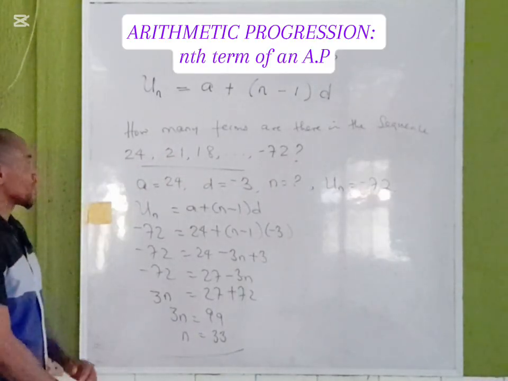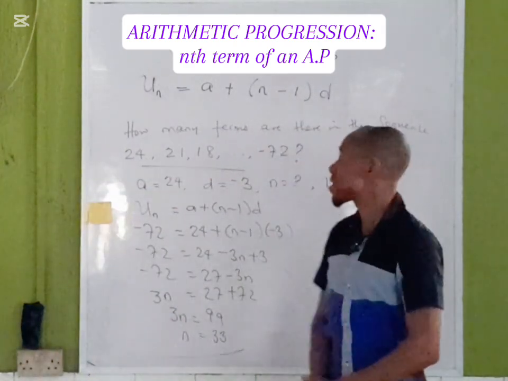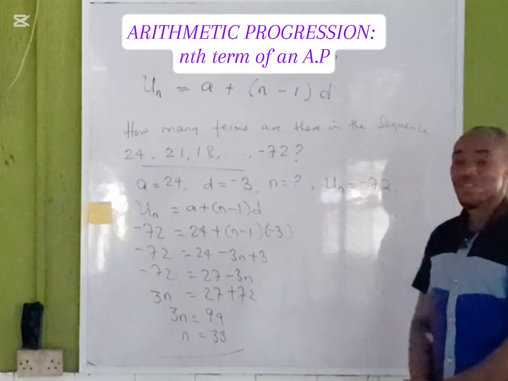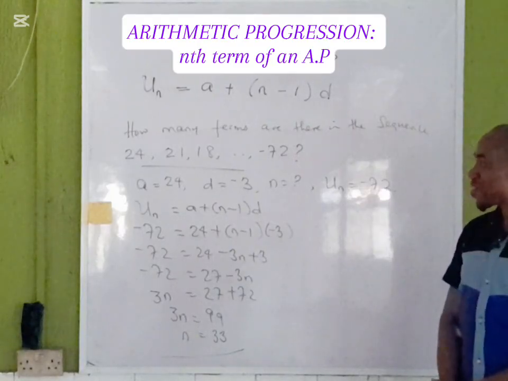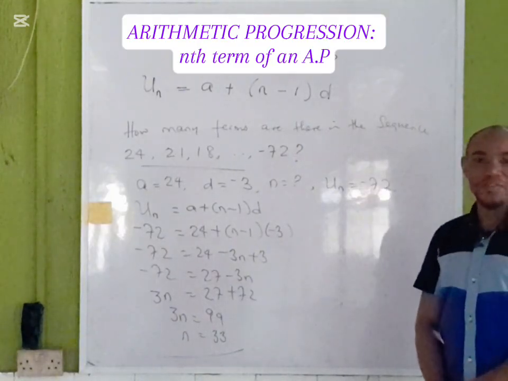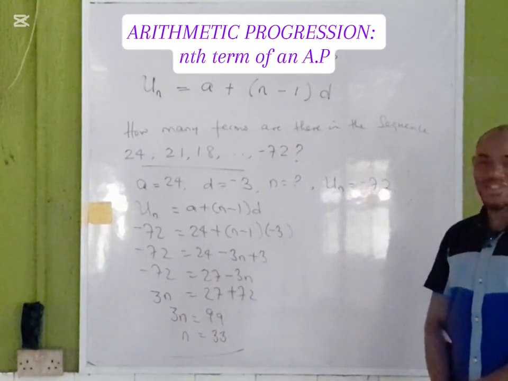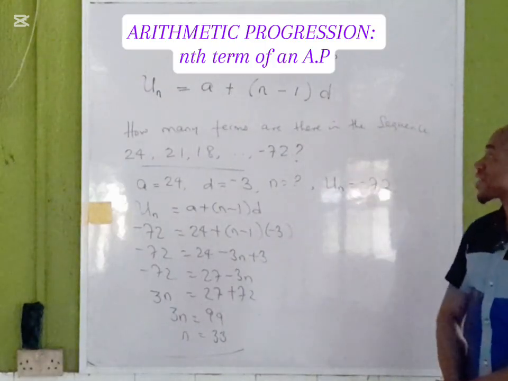So in conclusion, there are basically 33 terms in totality in this sequence, starting from 24 and terminating at minus 72. So these are some of the basic applications of the formula for the nth term of an AP, which I believe you found quite interesting. In order not to bore you with so much in this video, I will break this into another video where we take further, more technical, yet interesting examples that have to do with the nth term of an AP.